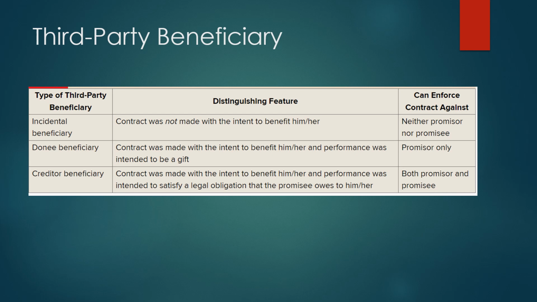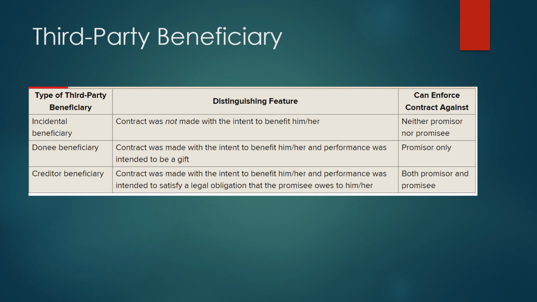So incidental beneficiaries are ones where the contract was not made with an intent to benefit a beneficiary. And that means you cannot then go and enforce the contract against either party that had the contract together. So the government makes a contract to put in a public park. You can't sue if the government breaches. You can't sue if the people who made the public park breach. You know why? Because you're just an incidental beneficiary.